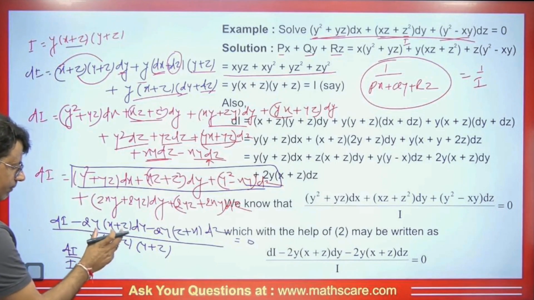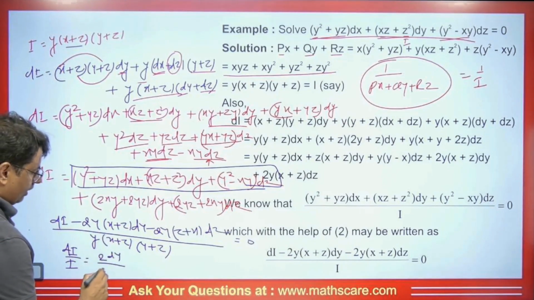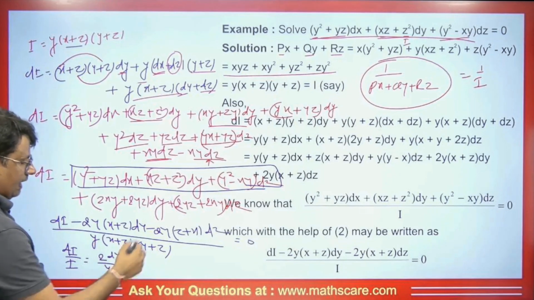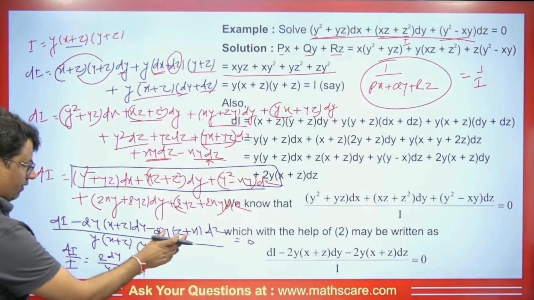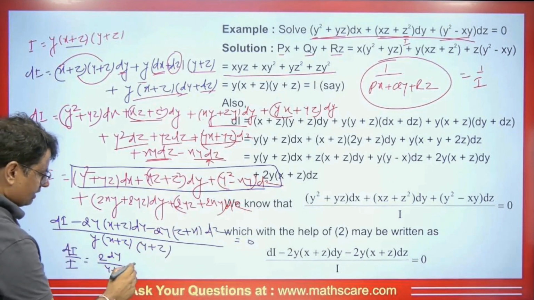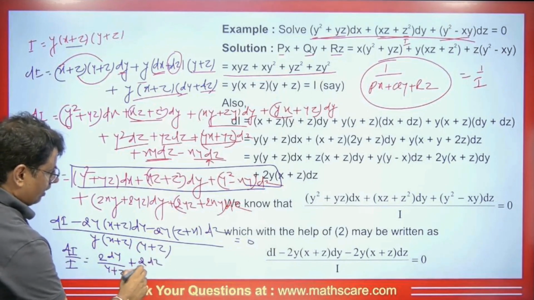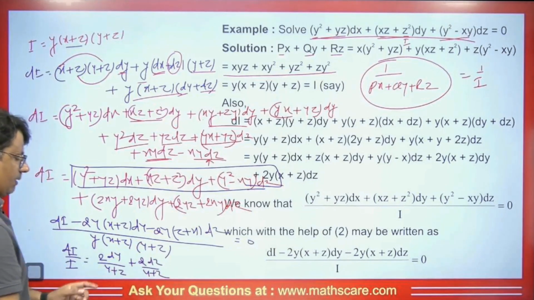So y plus x, z will cancel out. Students, then this will become 2 dy upon y plus z. And when we divide this by this, then y and z plus x will cancel out. Then in this case, what will be the value we get? The value we get will be plus 2 dz upon y plus z. We will take 2 common, and we will consider y plus z as t.